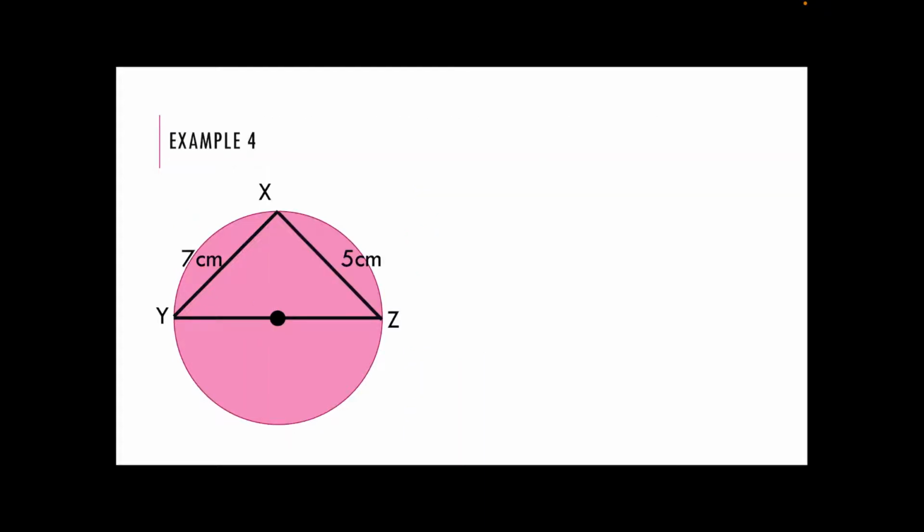Example 4 is the exact same idea. So if we have a look then, y to z would be our diameter, x is on the circumference there, so that is our right angle. That means our missing side x is right across from our right angle, so that is side C, and I'm just going to make 7 a and 5 b. So c squared is equal to a squared plus b squared. So my x value then is going to be 7 squared plus 5 squared.